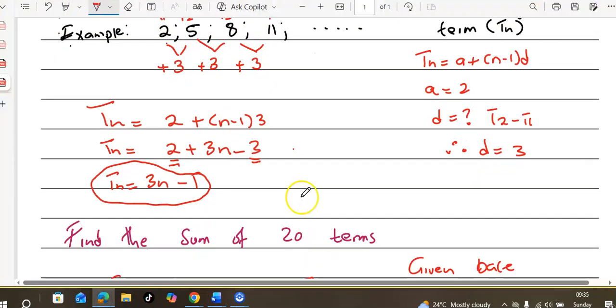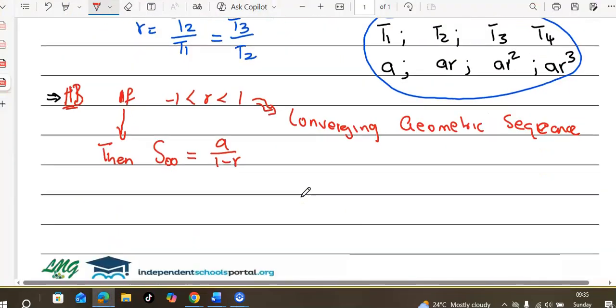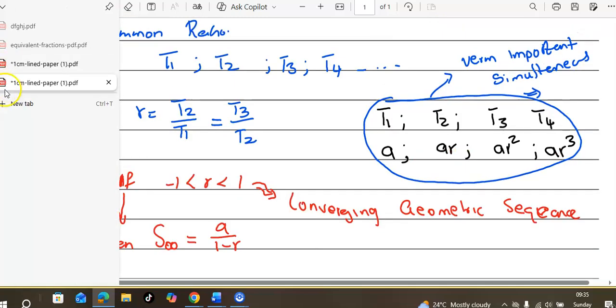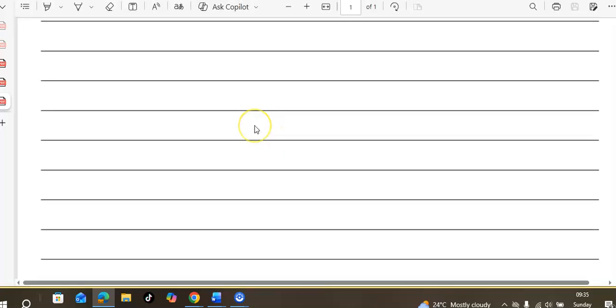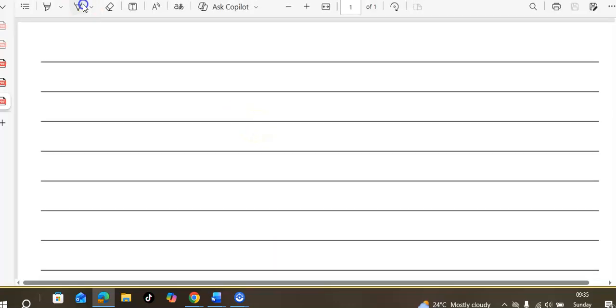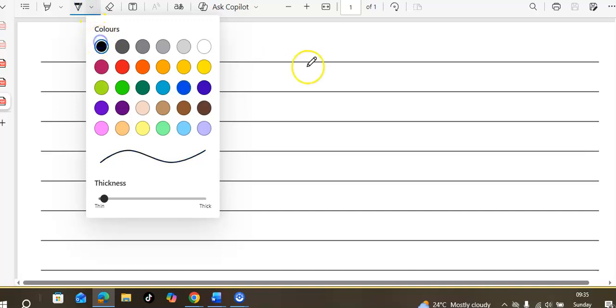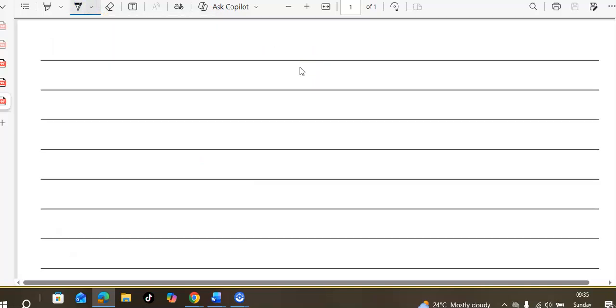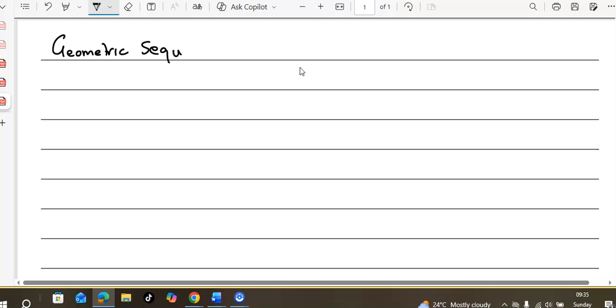Okay, so now based on this information, let's work on examples. Let's say, remember we are talking about geometric sequences. So now we're going to do an example.